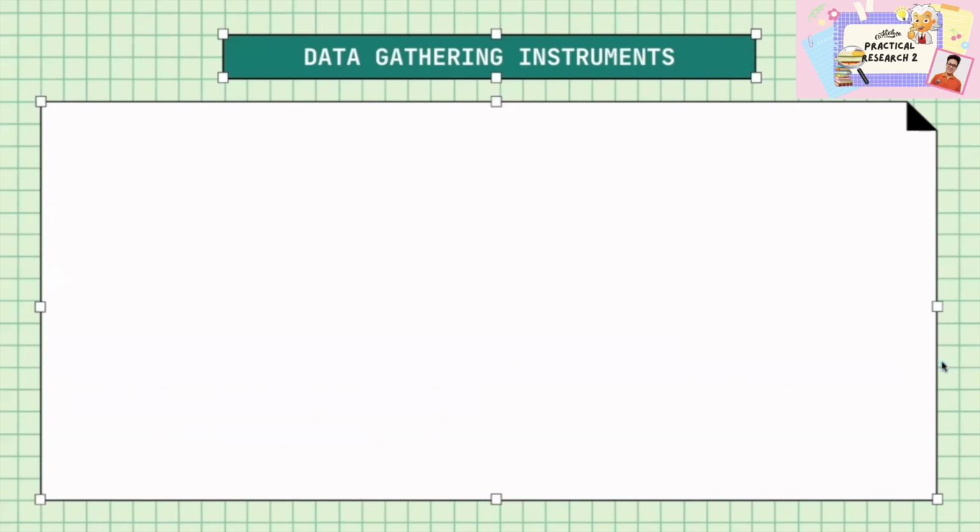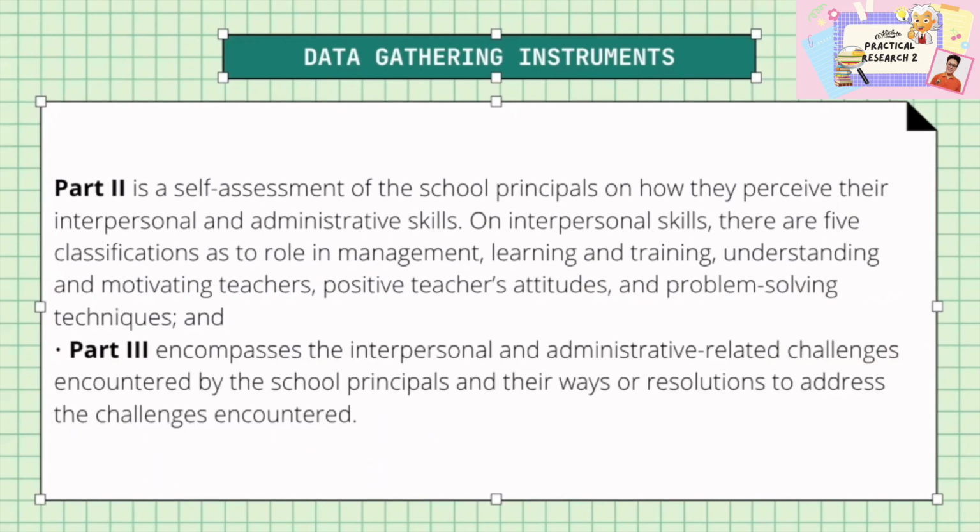Part 2 is a self-assessment of the school principals on how they perceive their interpersonal and administrative skills. On interpersonal skills, there are 5 classifications: role in management, learning and training, understanding and motivating teachers, positive teachers' attitudes, and problem-solving techniques. And part 3 encompasses the interpersonal and administrative related challenges encountered by the school principals and their ways or resolutions to address the challenges encountered.